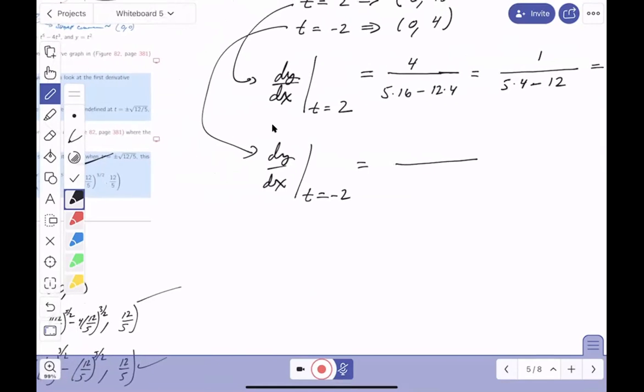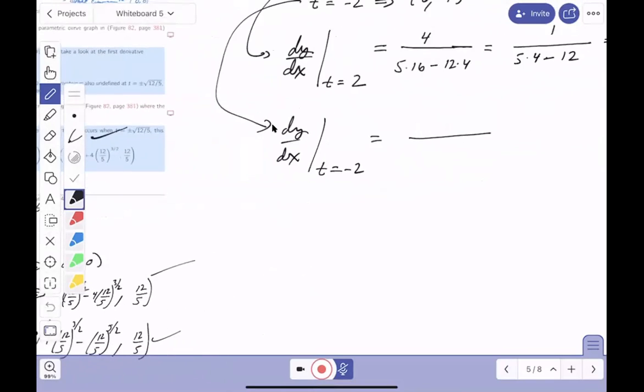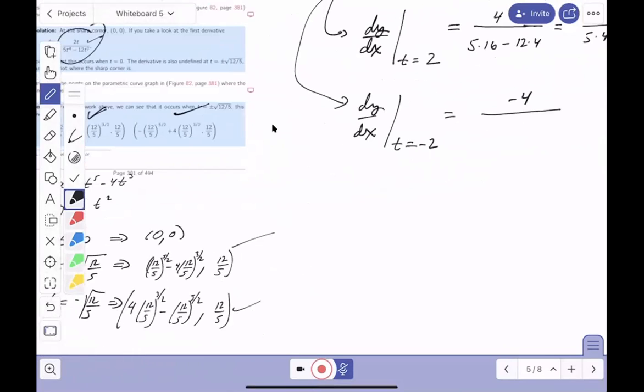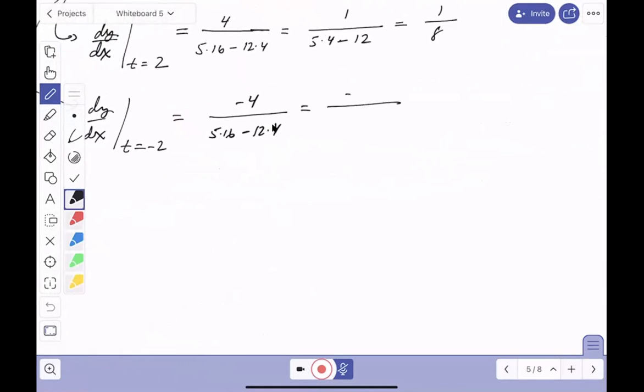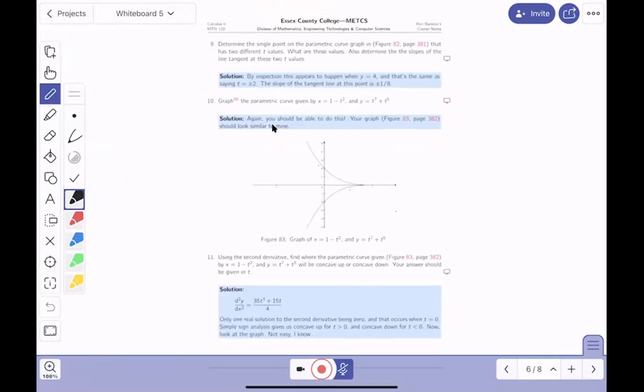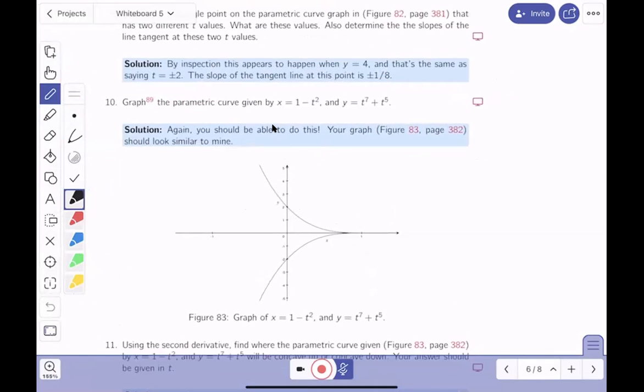What's nice about that one is I'm looking back at my derivative. 2 times minus 2 is minus 4. And then what do you get? You get 5 times, that thing would be 5 times 16 now. And then you get minus 12 times 4. Well, I'm going to do the same thing. I'm going to divide by 4. You get minus 1 over 5 times 4 minus 12, and we'll just give you minus 1/8. All right. So let me repeat this. This occurred at t plus or minus 2, and the slopes are plus or minus 1/8.